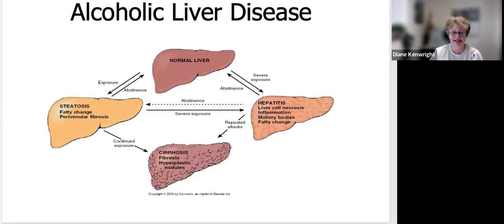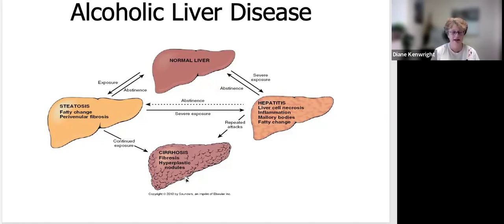Okay, alcoholic liver disease. So alcoholic liver disease is another cause of steatohepatitis. If you have a normal liver and it experiences alcohol, it will immediately go into acute inflammation. Okay, liver cell necrosis, lots of inflammation in the parenchyma, Mallory bodies, fatty change. Either multiple attacks or chronic, not quite so acute exposure will lead to steatosis, and then steatohepatitis, and then cirrhosis.